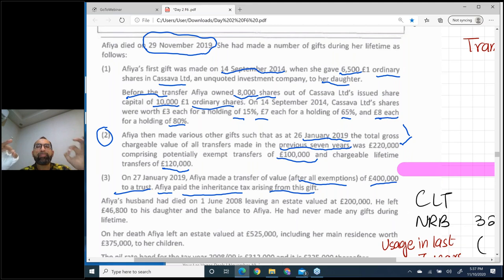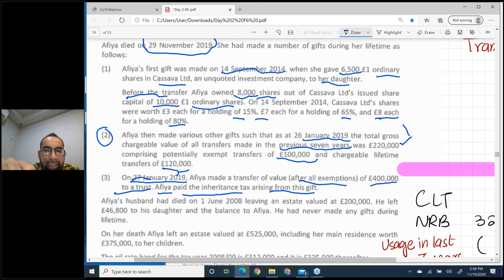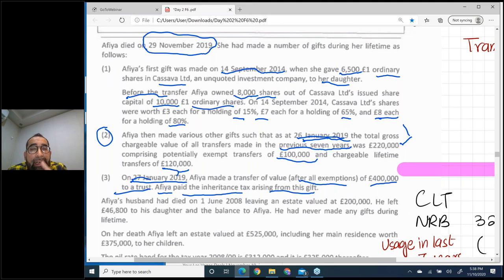That means the lifetime IHT on the CLT for this event will be paid by the donor. What will be the consequences? Number one, first of all, you have to use the tax rate of 25%, and second, you have to do grossing up. But my dear students, look at this date. This is 27 January 2019, and this is 26 January 2019. They have clearly said that in the last 7 years, there is one CLT of 120,000. So that CLT must have consumed your NRB. So for NRB deduction, you have to deduct 120,000. Don't forget.